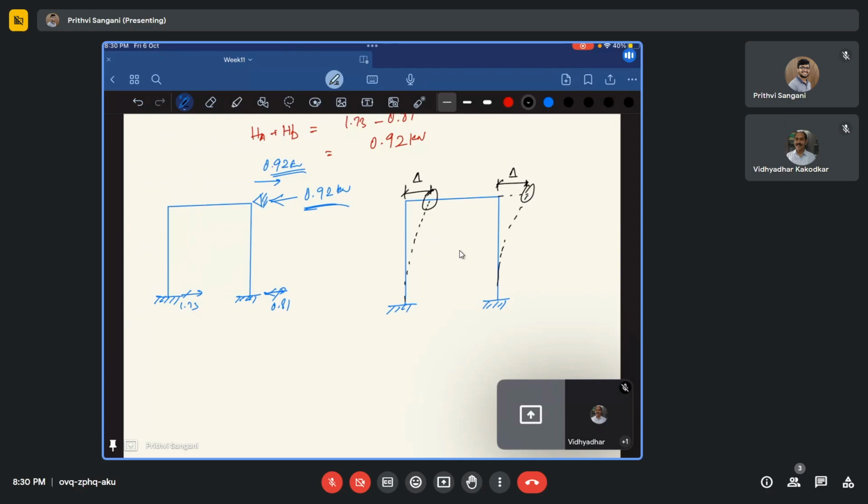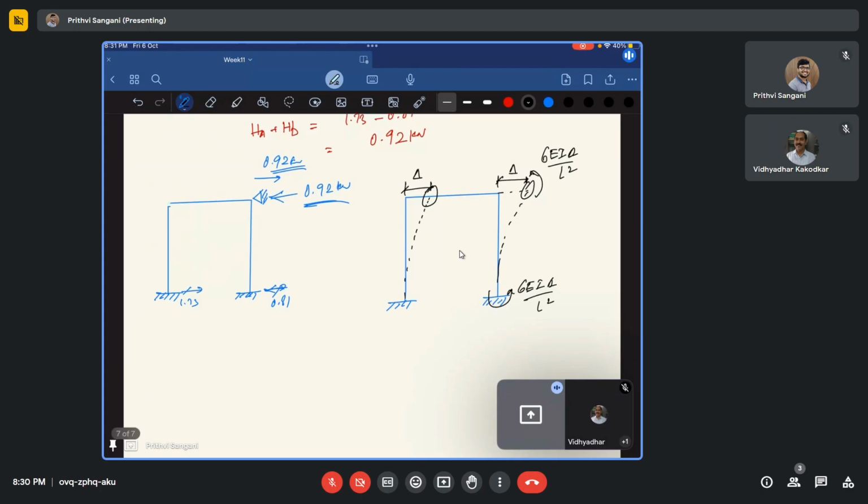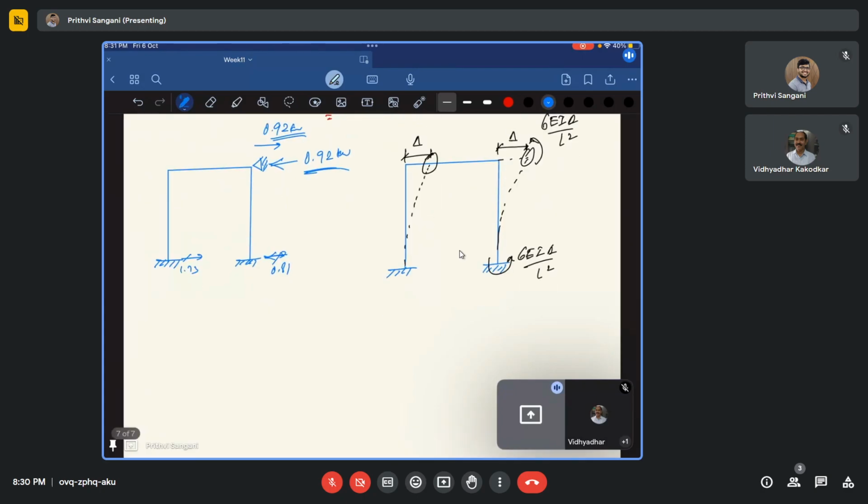Okay? So if we have delta displacement towards the right, how much moment is it going to transfer here? If you remember, this is going to be 6 EI delta by L square. Fine. So you'll have the same 6 EI delta by L square. Mind you, this is not a carryover. You can't say simply half. Why can't you say half? Because we have already solved this.